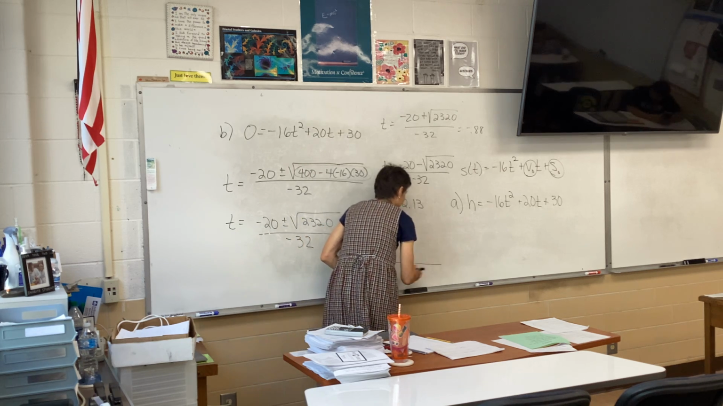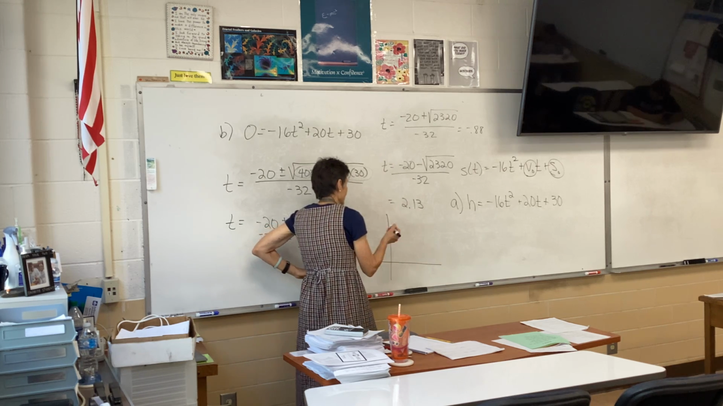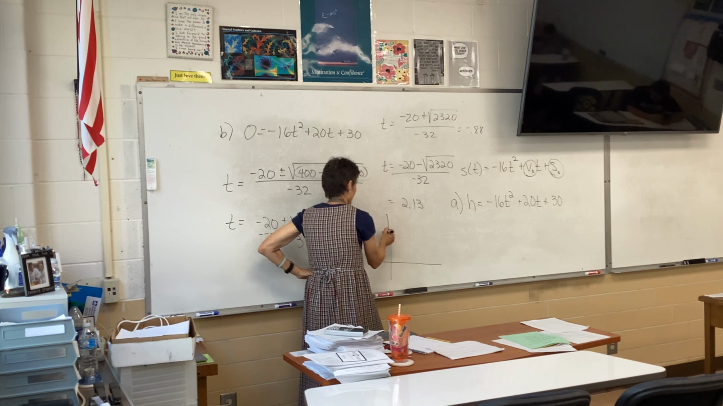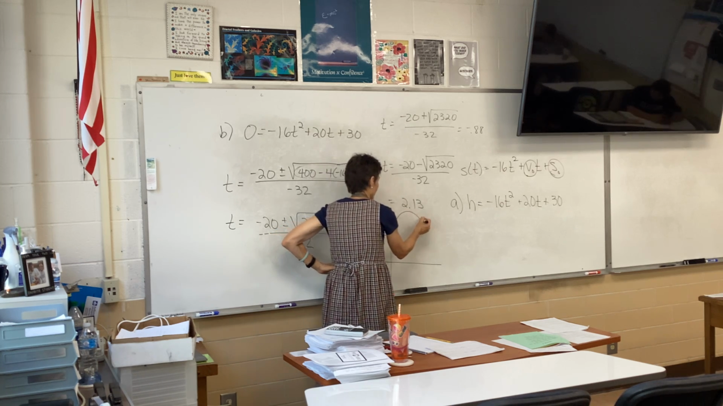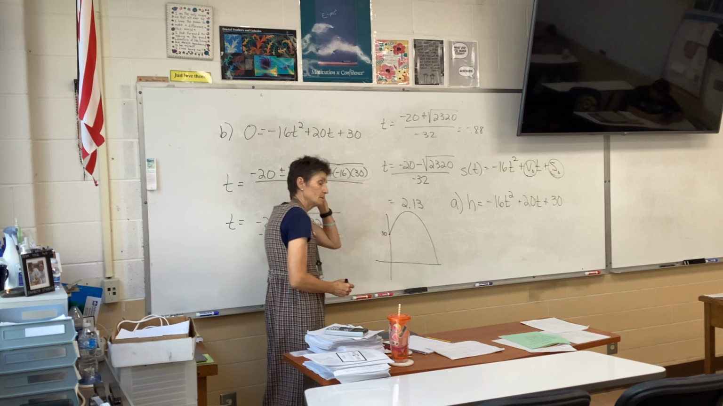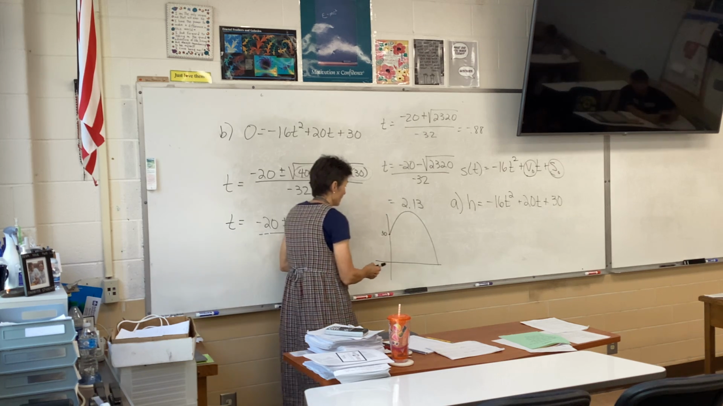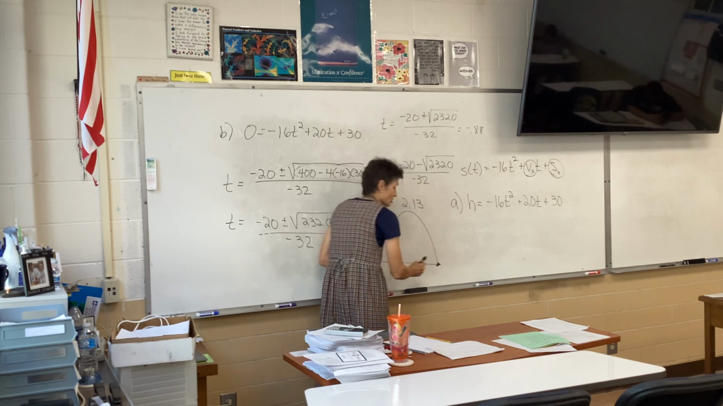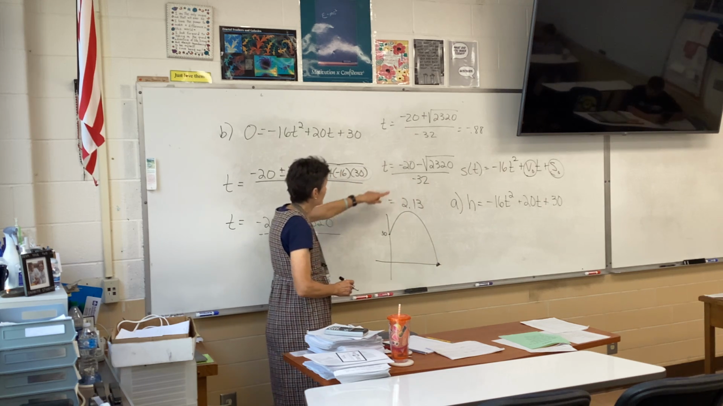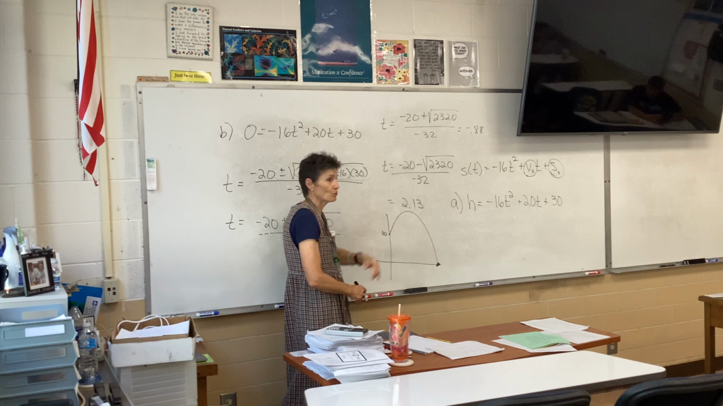You do not have to do this, but keep in mind, this ball started on top of a building, you threw it up and it came down. The question says, when does the ball hit the ground? There's only one answer to this question. Which one of those is it? Negative 0.88 or 2.13?